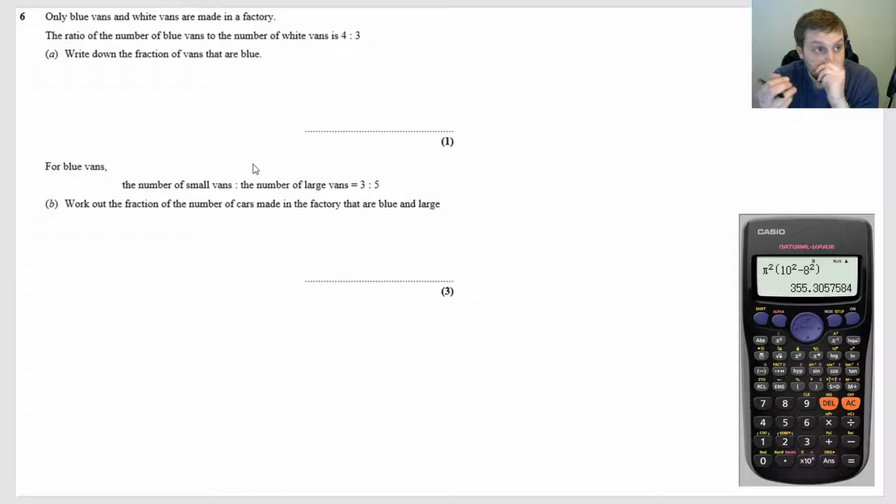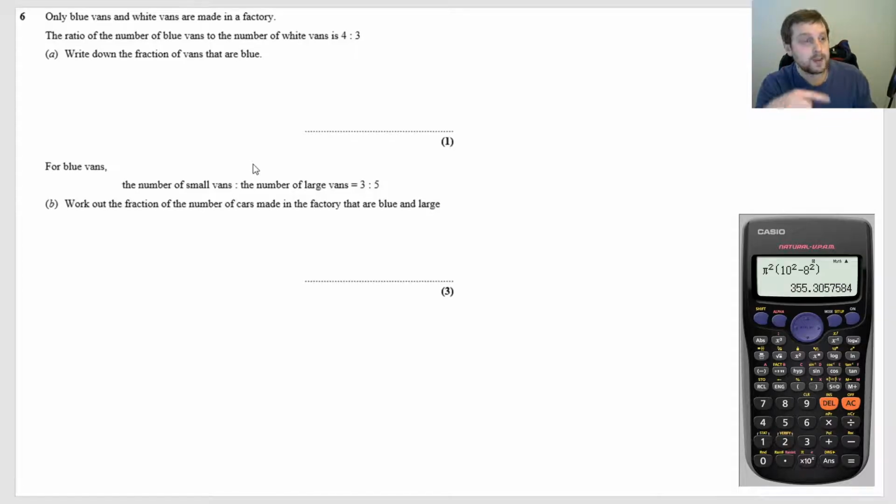Basically, what this ratio 4:3 means is 4 blue vans get made, 3 white vans get made. 4 more blue vans get made, 3 more white vans get made. 4 more blue, 3 more white. So the blue is going up in the 4 times table, right? It would be going 4, then 8, then 12, then 16, then 20, and so on.